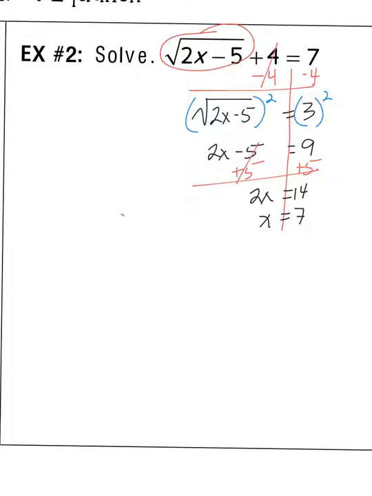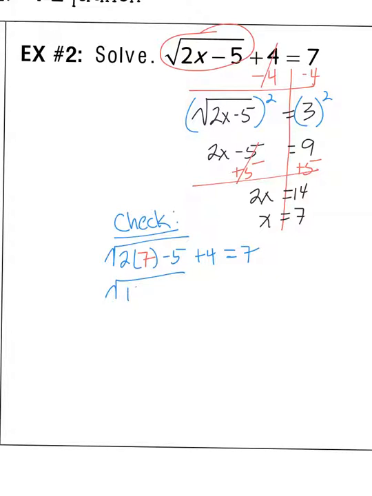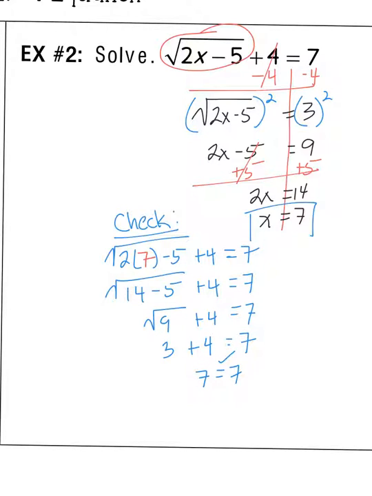So then you got to check it in the original problem. I'm going to put the 7 in where the x goes. I get the square root of 14 minus 5 plus 4 equals 7. 14 minus 5 is 9, so square root of 9 plus 4 equals 7. Square root of 9 is 3, plus 4 equals 7. 7 equals 7 checks, so this is a good answer.